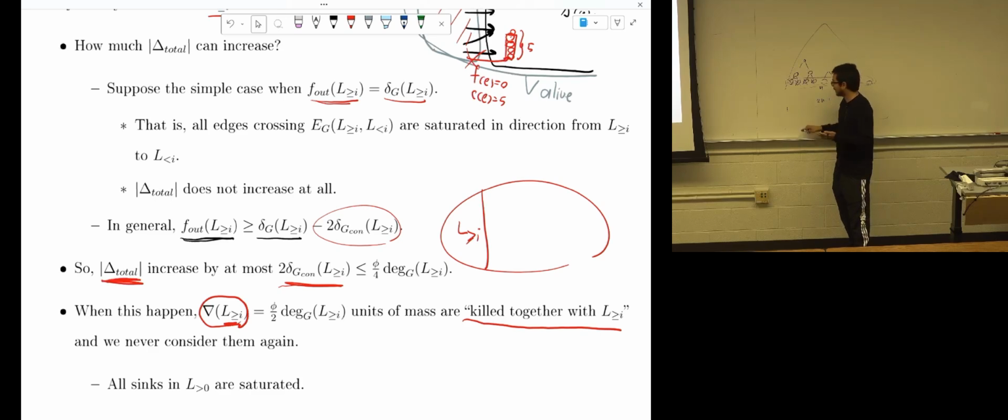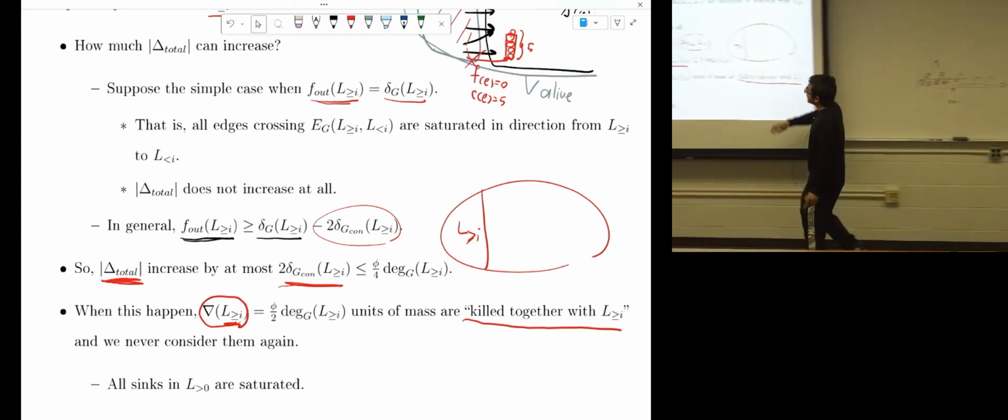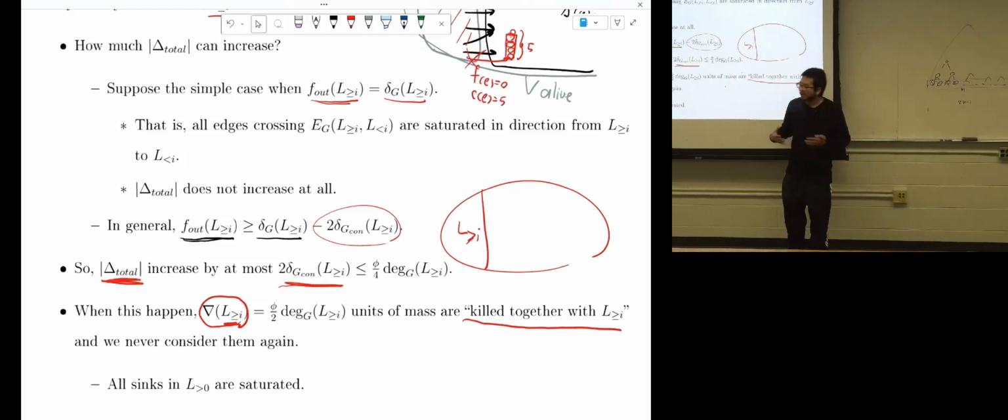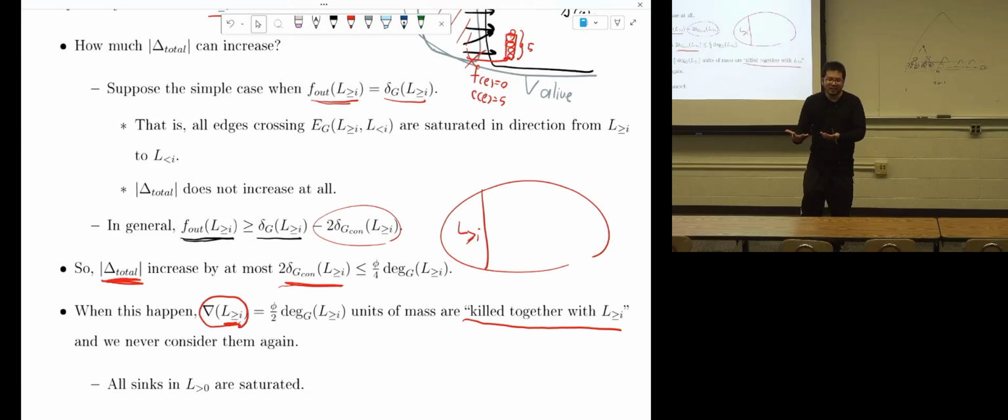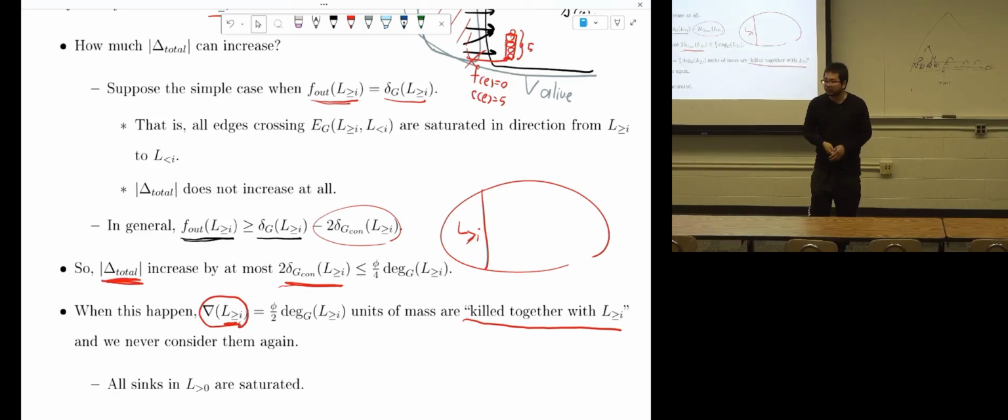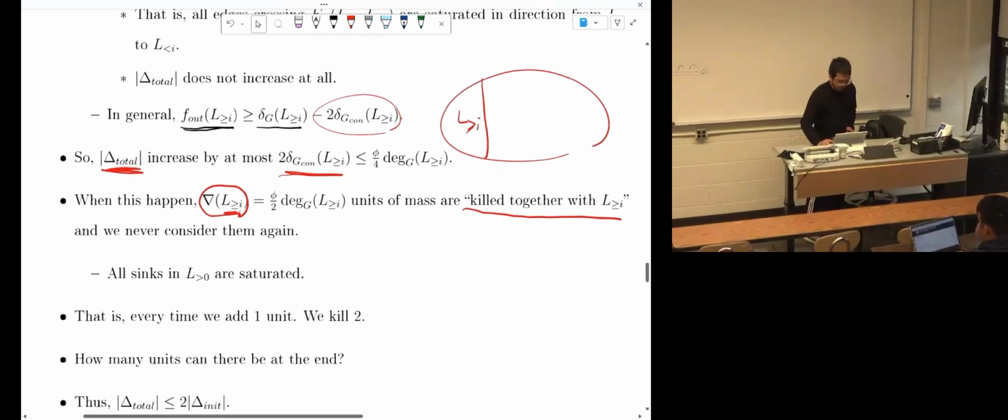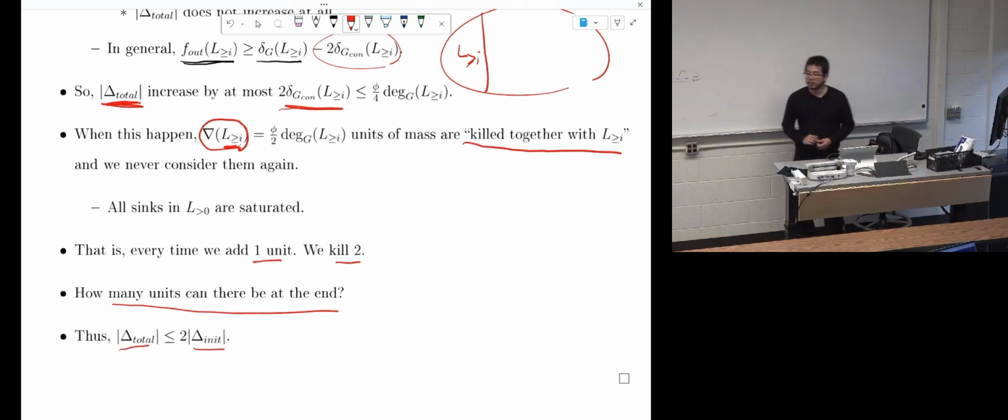Okay, so the same reasoning, whenever I add anything here, I remove twice of that. So at the end, it means that the total amount of mass that I ever put into the system is just at most twice of my initial mass. So when we add 1 unit, we Q 2. So the total number of units is just at most twice of the initial units.